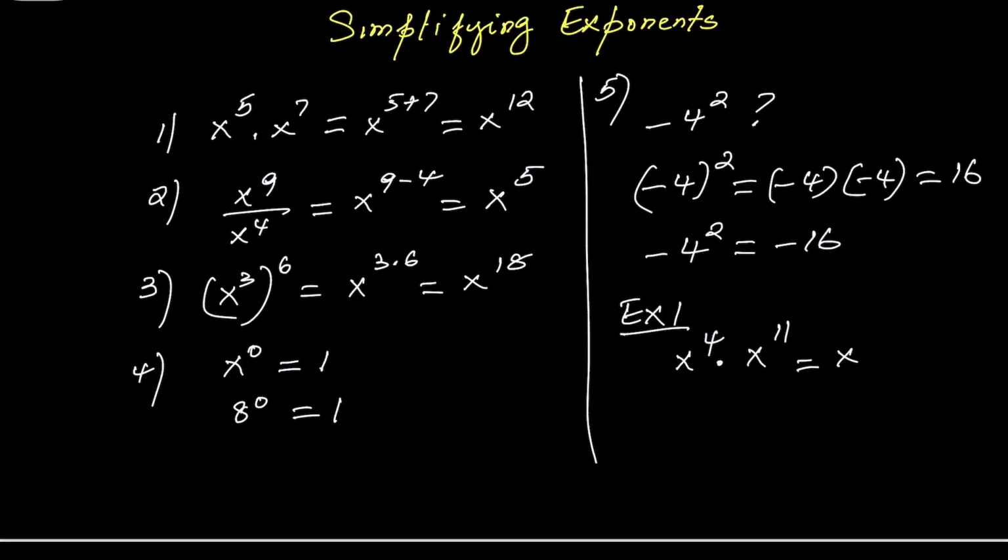Example 1, x to the fourth power multiplied by x to the 11th power. Add the exponents. 4 plus 11 is 15. So the answer is x to the 15th power.